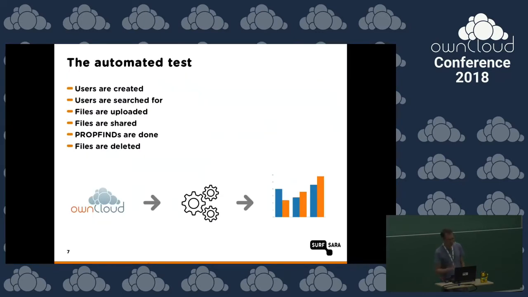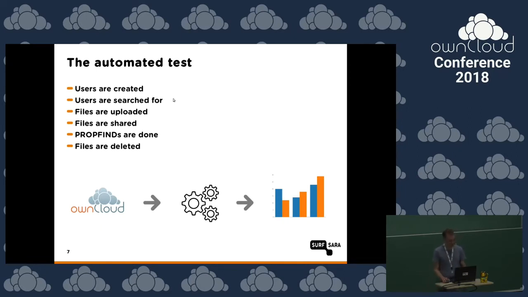So what does my test do? The test is created in JMeter. I will show it to you in a minute. Well, I need some users, so it's going to create some users. Then I thought, well, if the users are there, I can use the API to also search for them. That's just another API call. It's going to upload some files for me. It's going to share files, so one user is going to share files with another user. Then it's going to do prop finds, and it's going to delete the files again.